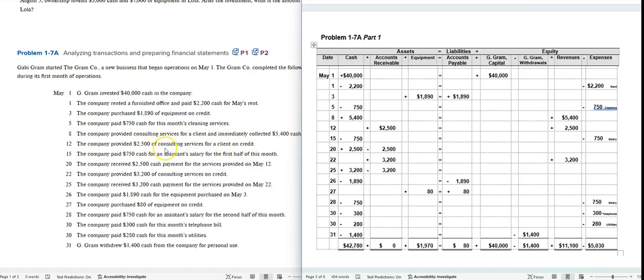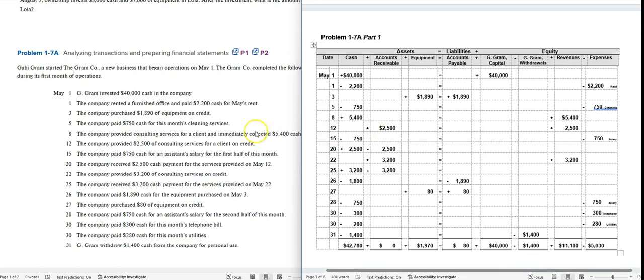Revenues need to increase. The company has earned revenues, and the amount owed to the company, the accounts receivable, has also increased. So on the 12th, the assets, accounts receivable, increased $2,500 and revenues increased $2,500. Notice that in both of these transactions, revenue was recorded at the time it was earned. Even though we didn't receive payment for it, accrual accounting says record revenues when they are earned. We don't need to wait for cash to be received to record it.